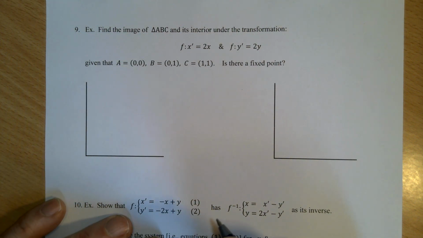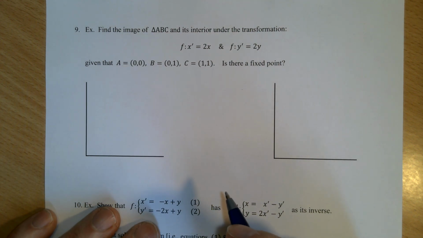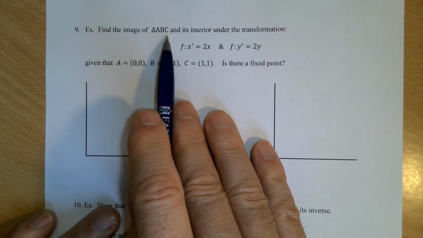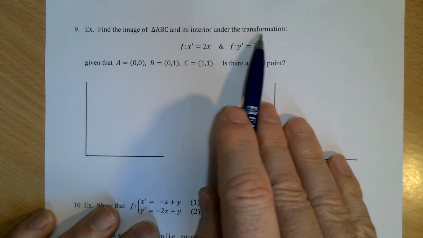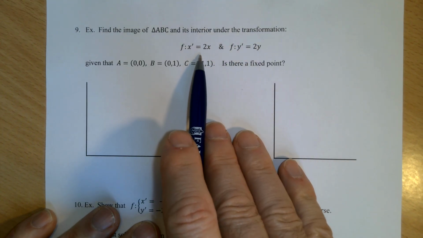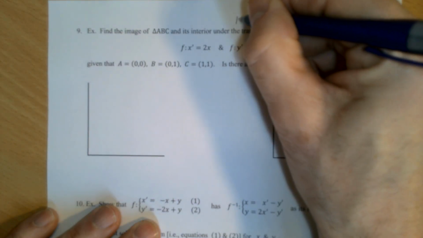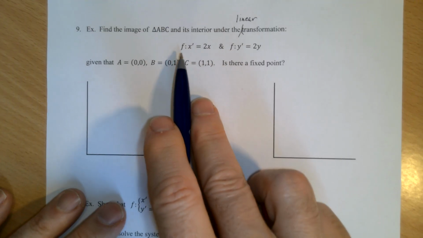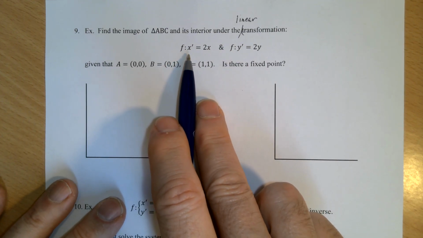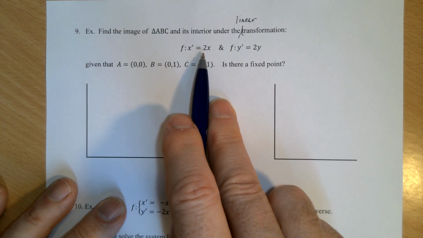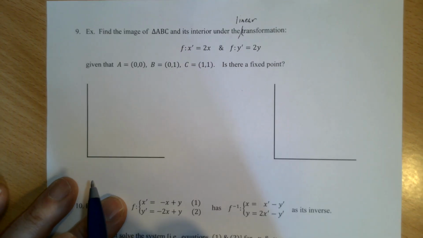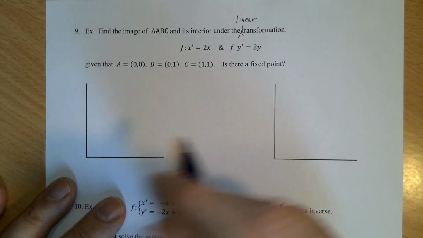Well, in this short video, we'll just do a couple more examples. The first one says, find the image of triangle ABC and its interior under the transformation given here. Turns out this is a linear transformation. To get x prime, you just double the x value of the ordered pair. To get the new y value, the y prime value, you just double the y value. Okay.